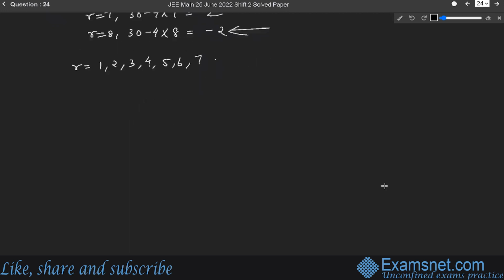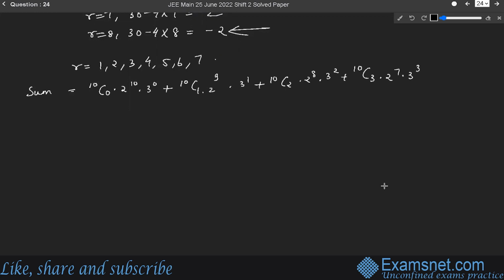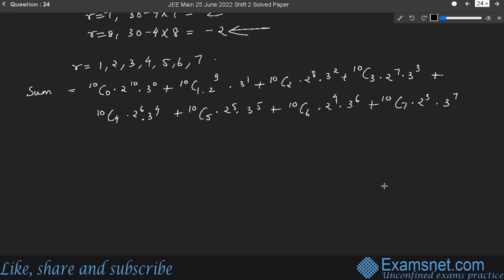Therefore, the sum of coefficient of positive even powers of x will be 10C0 into 2 power 10 into 3 power 0 plus 10C1 into 2 power 9 into 3 power 1 plus 10C2 into 2 power 8 into 3 power 2 plus 10C3 into 2 power 7 into 3 power 3 plus 10C4 into 2 power 6 into 3 power 4 plus 10C5 into 2 power 5 into 3 power 5 plus 10C6 into 2 power 4 into 3 power 6 plus 10C7 into 2 power 3 into 3 power 7.